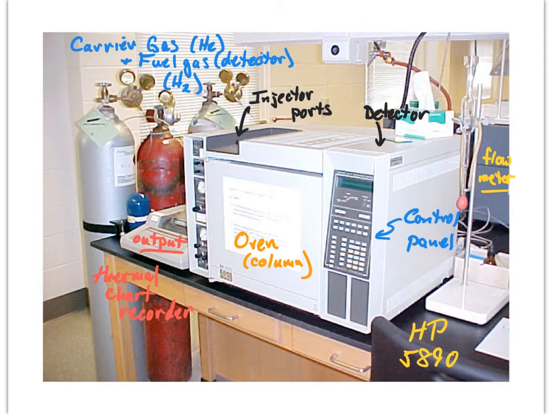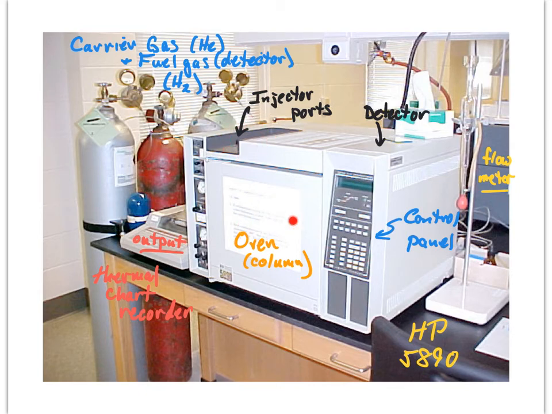Here's a picture of a gas chromatograph like the one we have. It is an HP, for Hewlett-Packard, 5890, right? You can sort of read 5890 right there, right? We have gases. We have both a carrier gas, right, which is helium, and a fuel gas for our detector, which is hydrogen, right? It's plumbed in through the back, but the injector port is on the top. This is where we will stick the micropipette syringe.